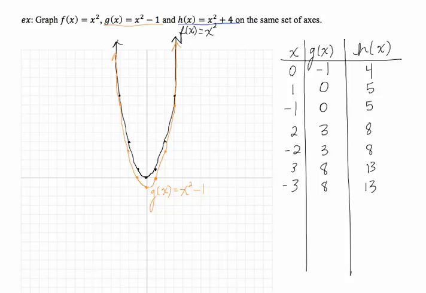Okay, and then we can plot those points. So we have the point 0, 1, 2, 3, 4. That's going to be the vertex there. Then 1, 5 and -1, 5. Then 2, 8 and -2, 8. Then 3, 13. Let's see if that's even on this graph. 1, 2, 3, 8, 9, 10, 11, 12, 13, just barely.